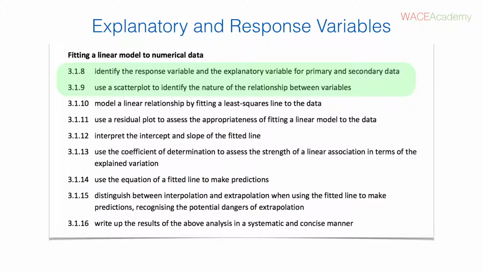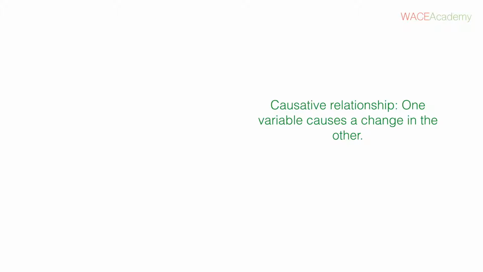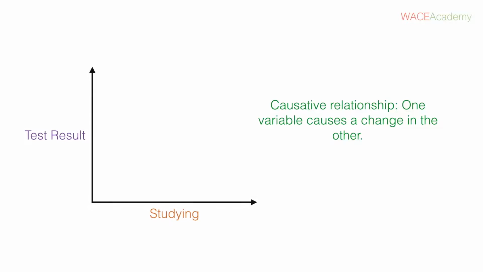We've previously brought up response and explanatory variables. Sometimes within data, we notice a causative relationship. One variable causes a change in the other. A common example is the relationship between studying and test results. The more you study, the higher your test result will be.